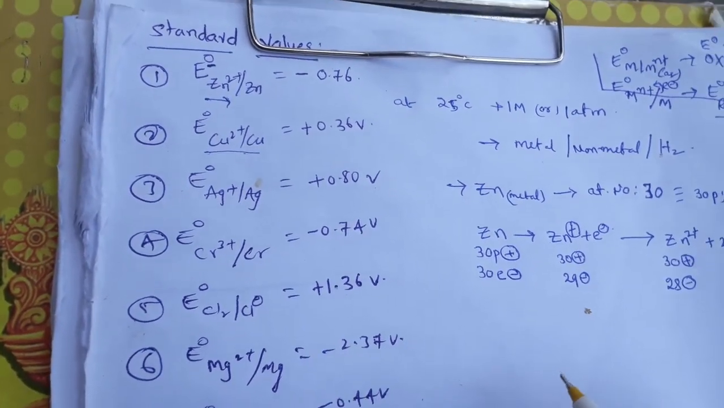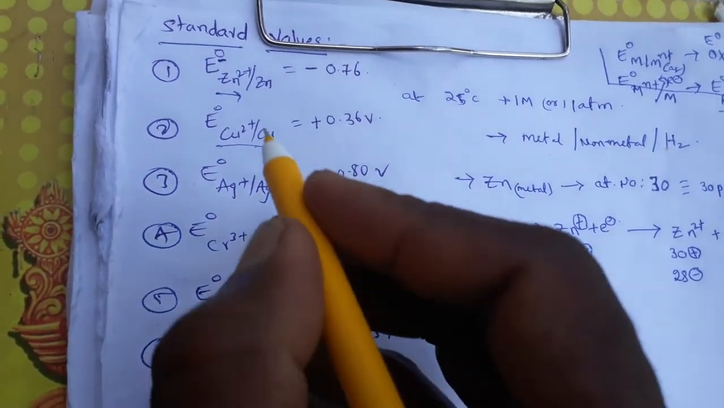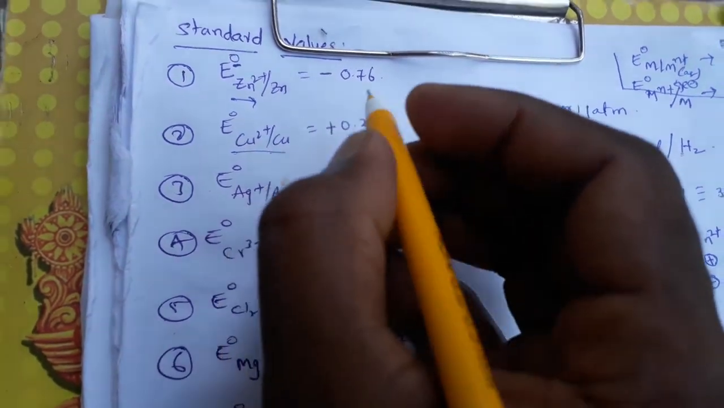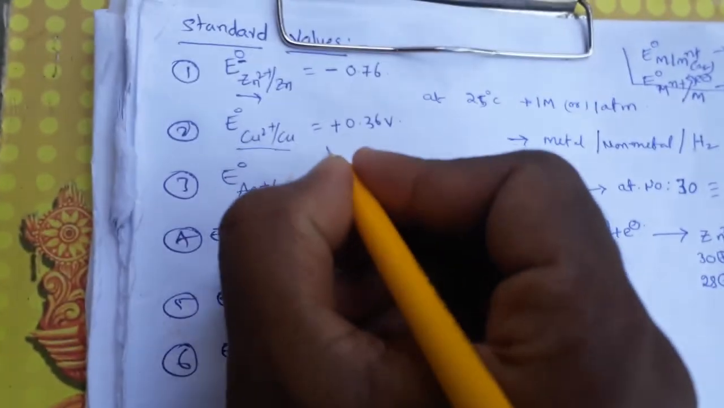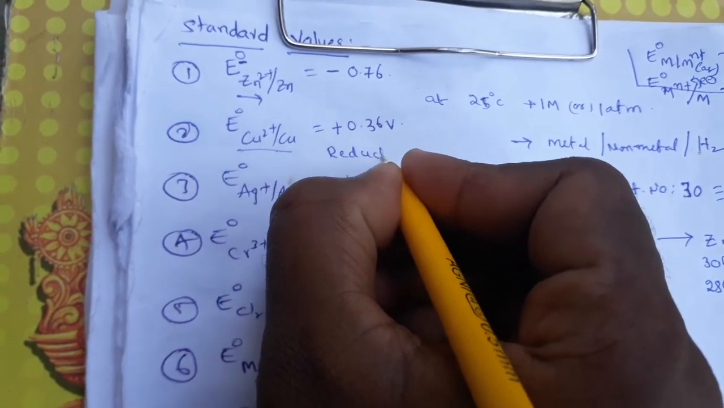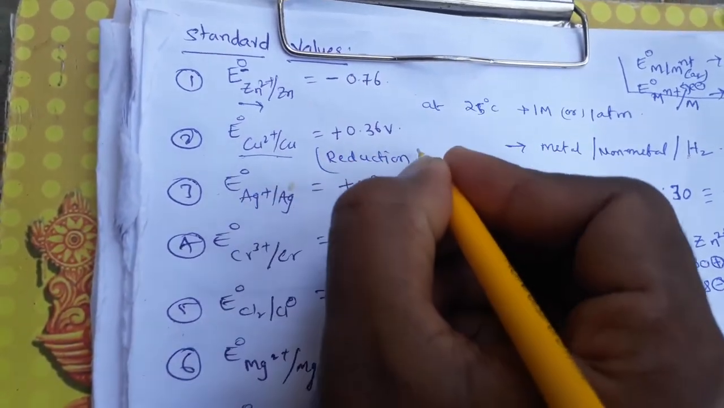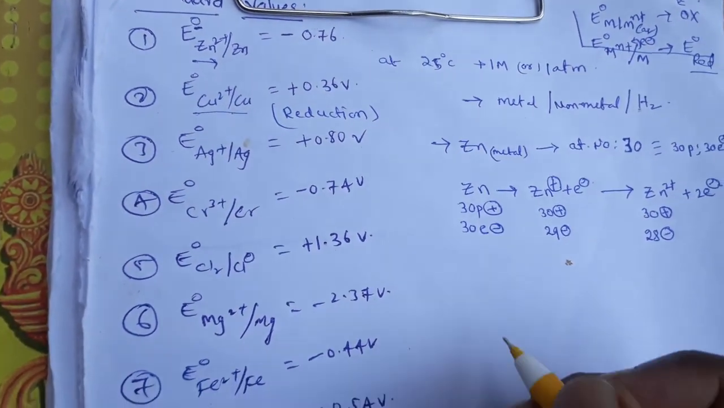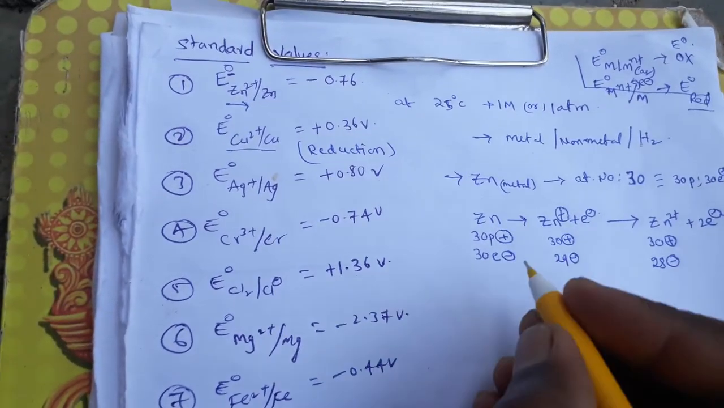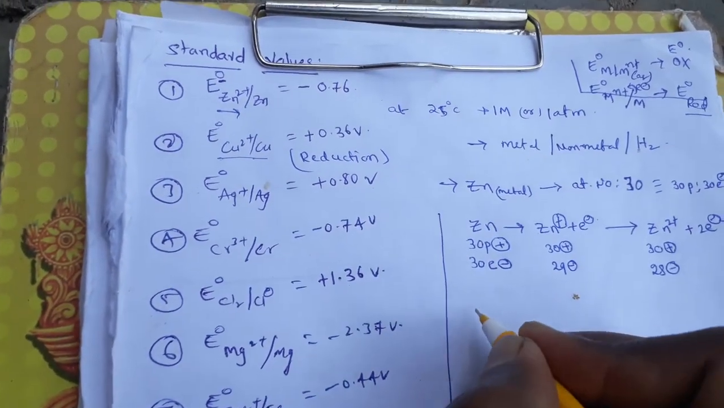So what is the electrode potential of the copper? This is what we call the reduction potential. Why is it a reduction potential? Because when zinc loses electrons, that is oxidation.